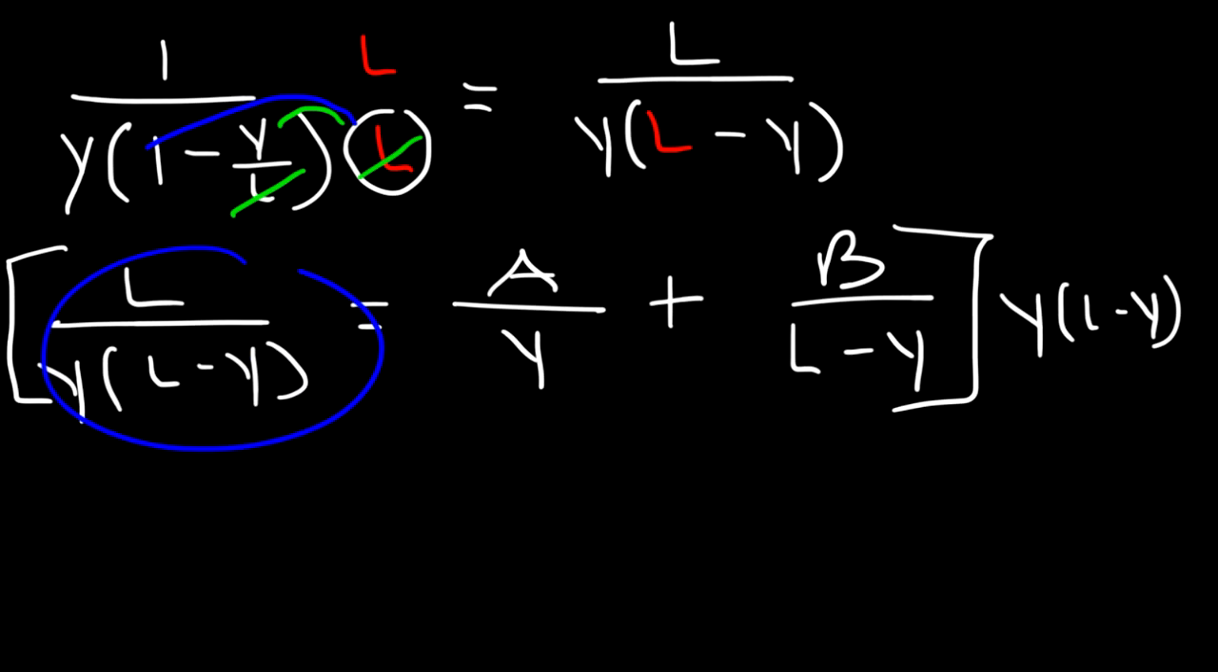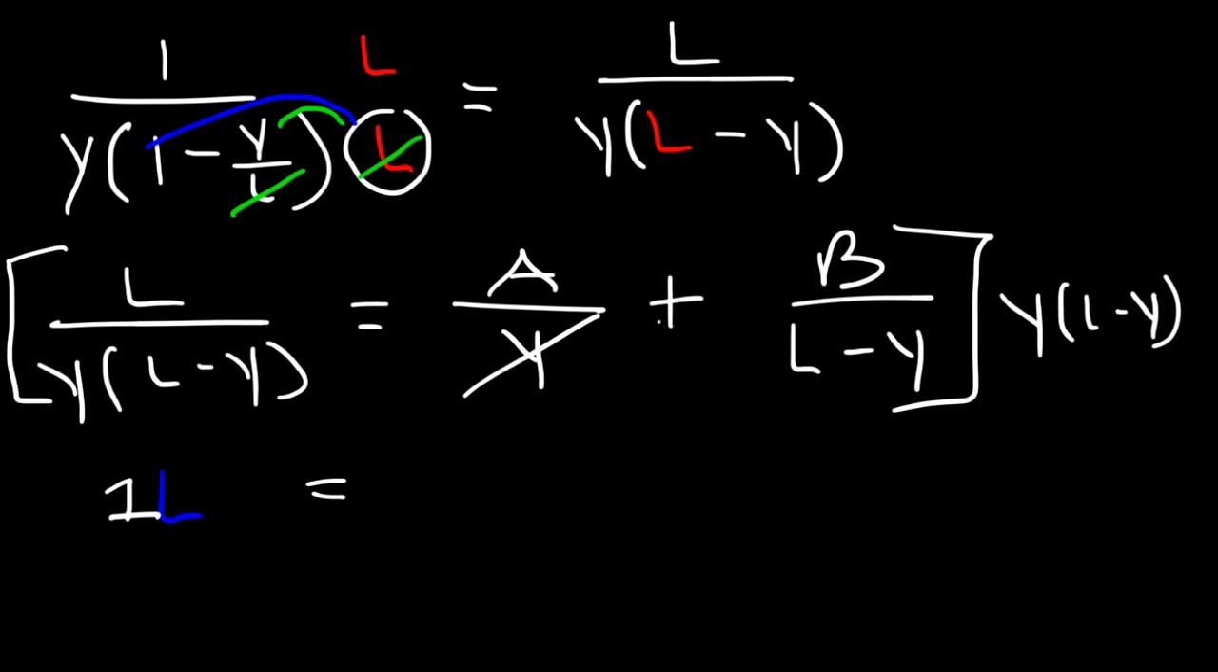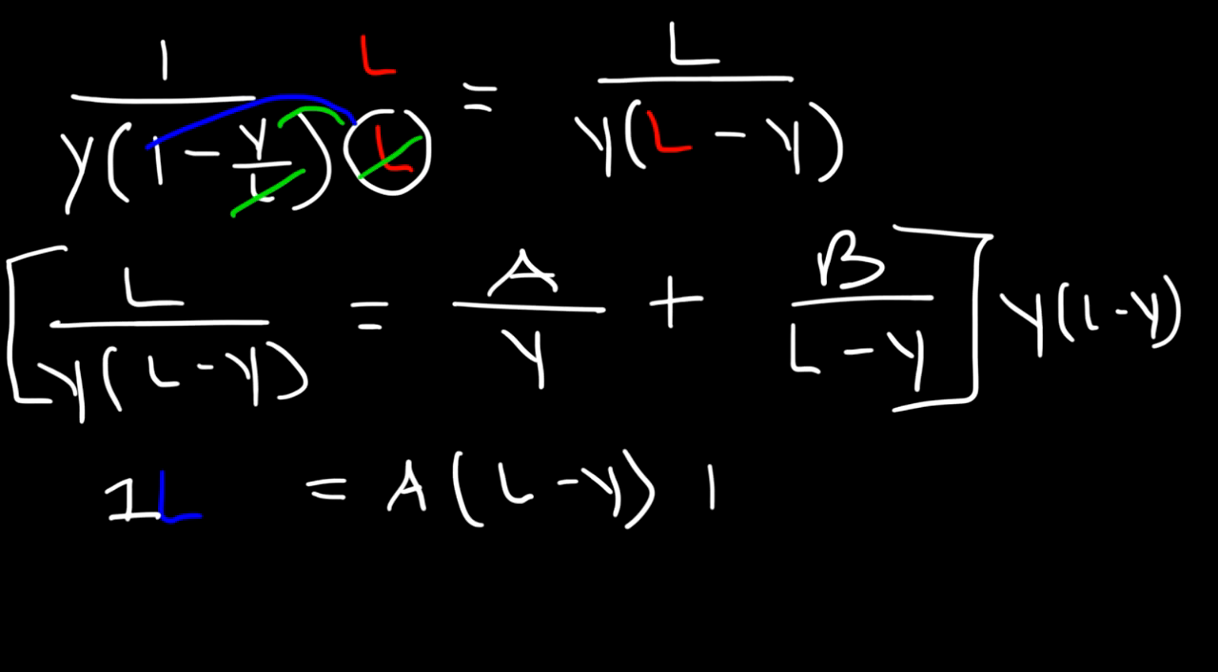So if we multiply this fraction by this term, these two will cancel. And so on the left side, it's just going to be L. But I'm going to write it as 1L. Now, if we multiply y times L minus y by a over y, the y variables will cancel, leaving behind a times L minus y. Now, if we multiply this fraction by this term, L minus y will cancel, leaving by.